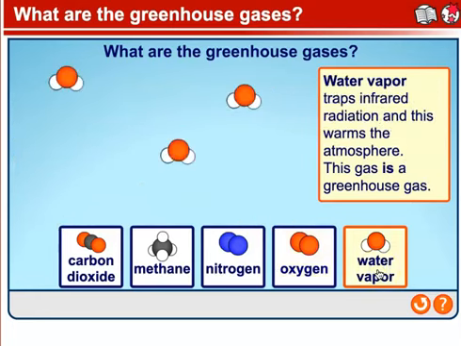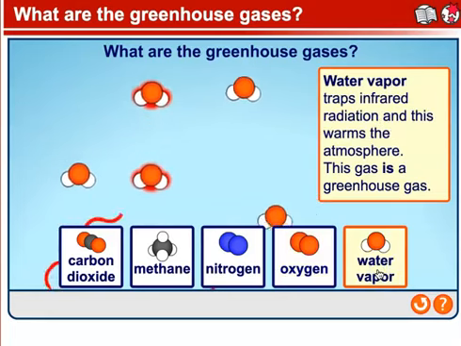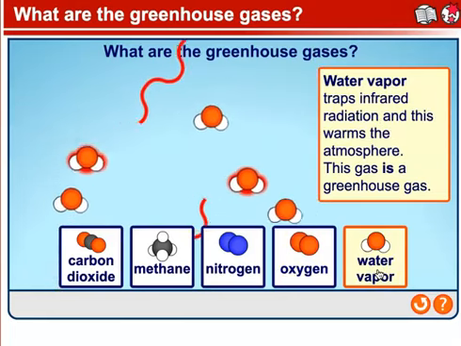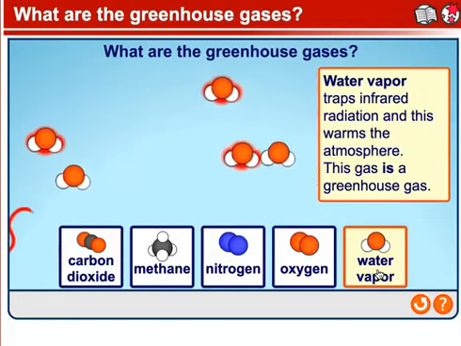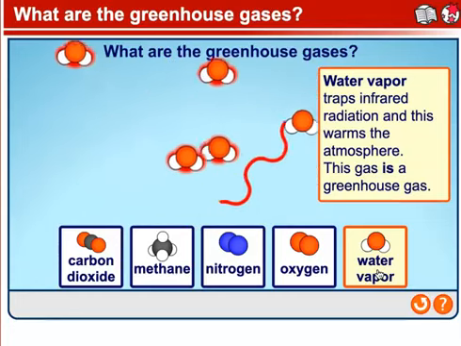Finally, water vapor. Water vapor does trap infrared radiation. This causes our atmosphere to warm, so water vapor is a greenhouse gas.